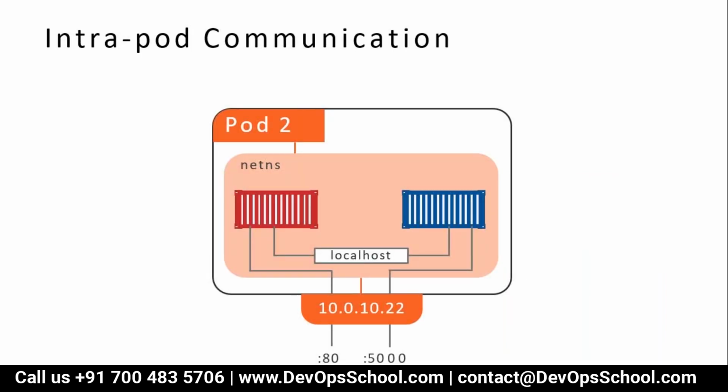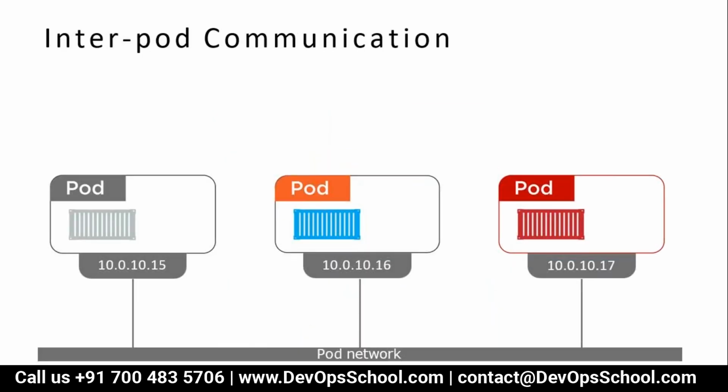Now, for intra-pod communication, you have to use the IP address of the pod and the port number. And for intra-container communication, if you want to do it, you have to use localhost. Remember, inter-pod communication uses the pod network.